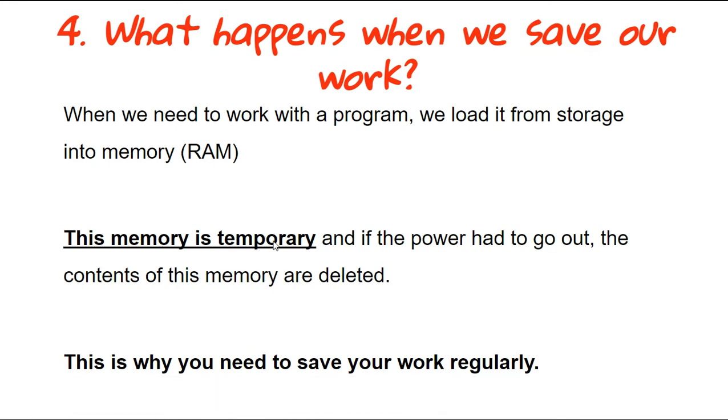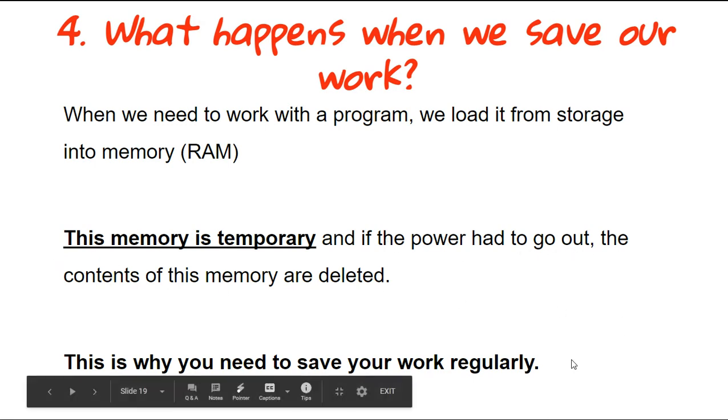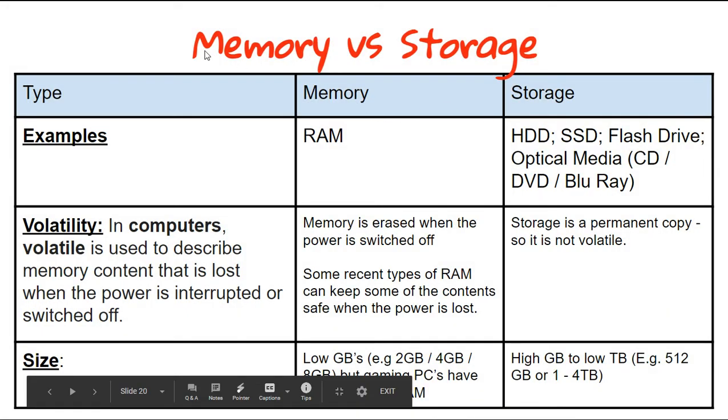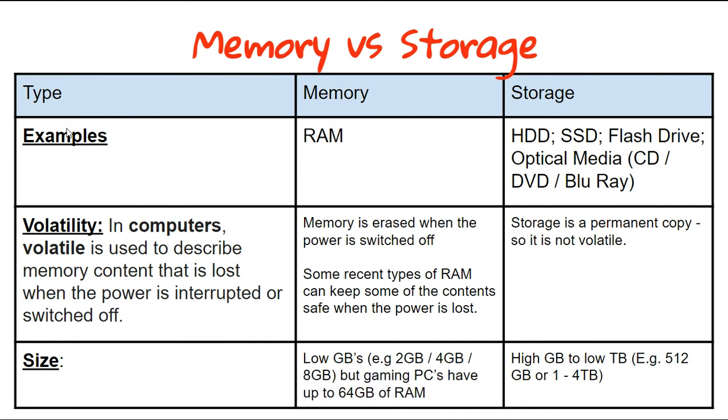That is called volatility, and memory is volatile. It is temporary. The power erases what is saved or not saved yet. So if we're looking at memory versus storage, we've got some examples. We've got RAM, and we've got all these other storage options. RAM falls under processing in our input, processing, storage, output cycle. Storage obviously is its own one: hard disk drive, solid state drive, flash drive, optical media.